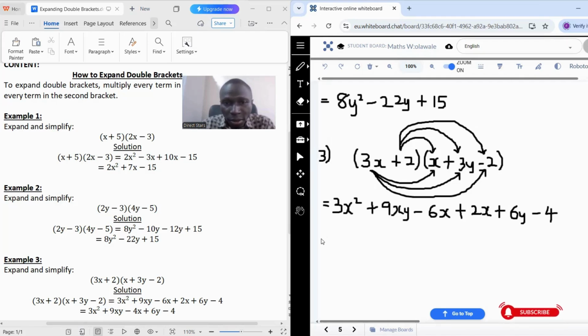So here we can simplify this expression. We're going to have 3x squared plus 9xy. Now minus 6x and plus 2x are like terms, so we can find the sum of that. Minus 6x plus 2x is minus 4x, plus 6y, minus 4. So with this, we have expanded the two brackets.